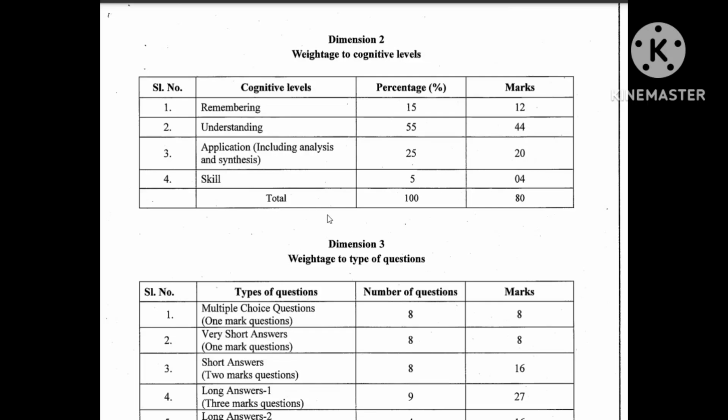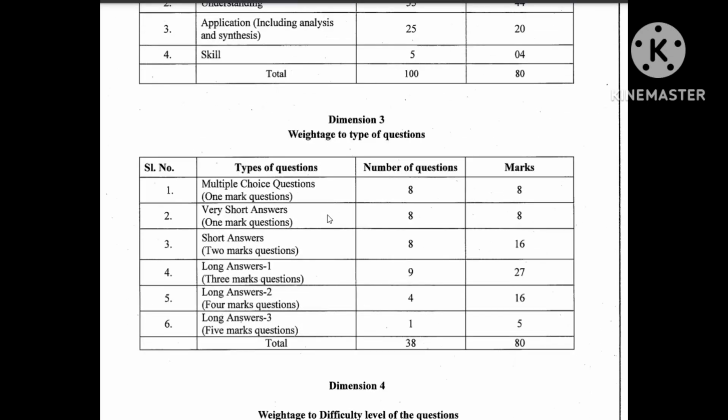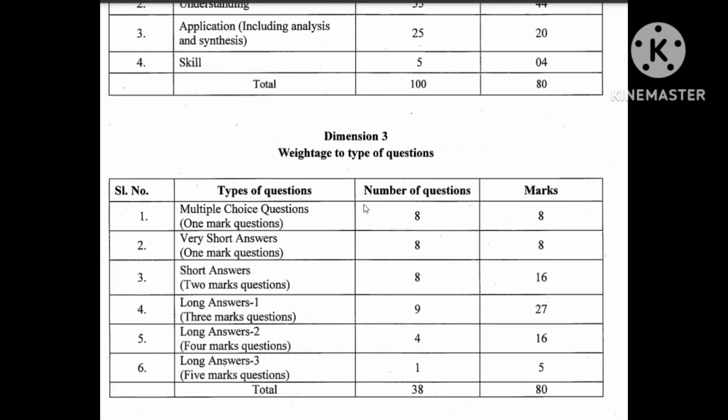Next comes the weightage to type of questions. What type of questions are you going to get here? These are the multiple choice questions, the number of questions is going to be 8, 1 mark for each question, and that's fetching you 8 marks here. Very short, that is only 1 mark, direct questions. They are going to give you 8 marks because each question carries 1 mark. So 8 questions, 8 marks totally.